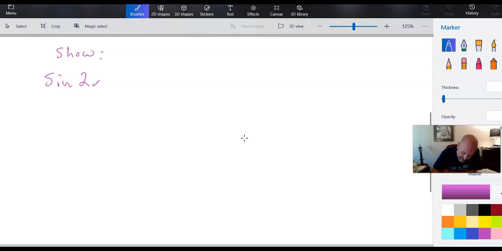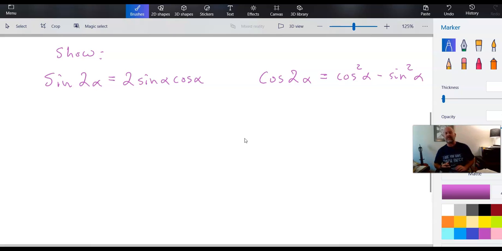Sine of 2 times alpha is equal to 2 sine alpha cosine alpha. And the other one is cosine 2 alpha is equal to cosine squared alpha minus sine squared alpha. And I think if you can figure one out, the other one will follow pretty quickly.